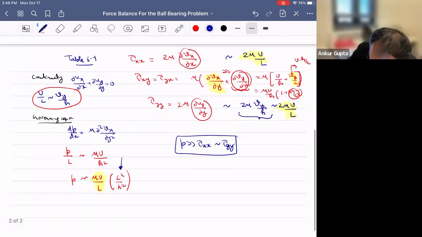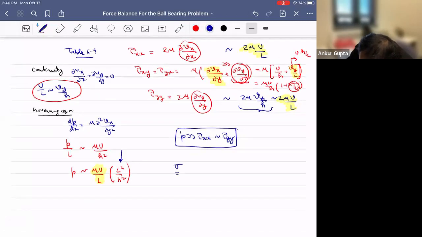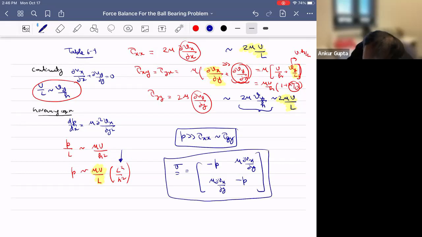So in simple terms, my sigma in that way becomes minus p, mu del vx by del y. Yeah, this is my sigma. Right? This is very important.